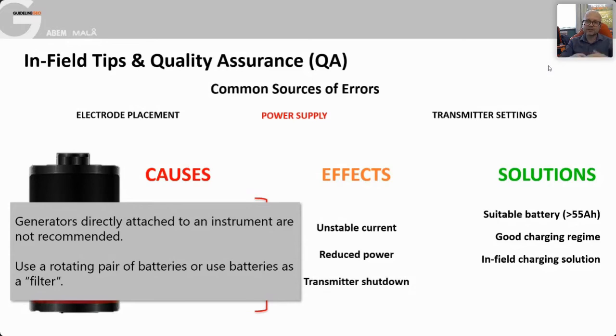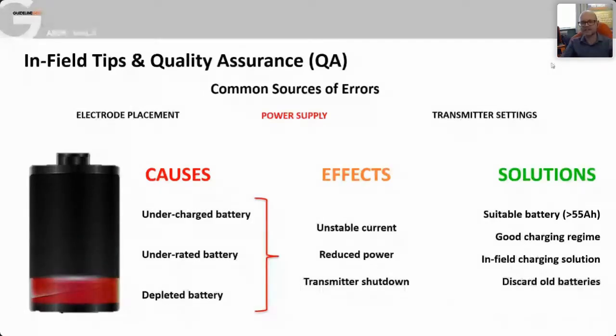So you could always use batteries as a filter. You have a couple of batteries attached to the instrument, and then you would have your generator attached to the far side of the batteries. But the easiest way is just to have the rotating system. Just get rid of old batteries. That's always a good one. As soon as they show any signs of depletion, send them to a recycling center, get rid of them.